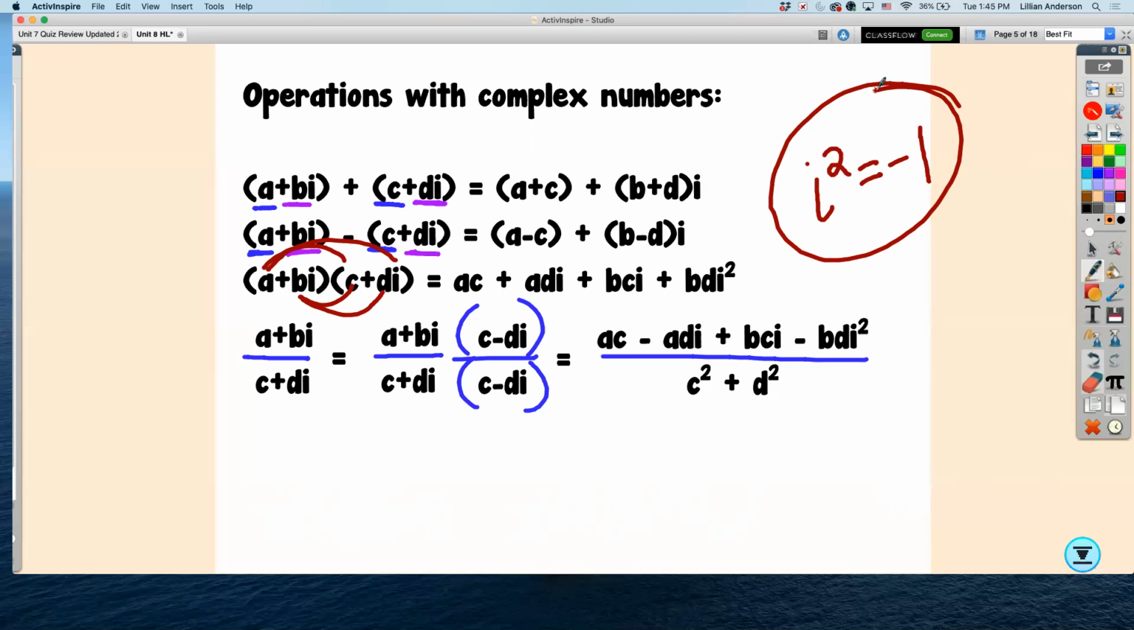Okay. When you're dividing, you can't have any imaginary parts in your denominator. So you always multiply by the conjugate, the top and bottom, so you can get only real numbers in the denominator, similar to how you can't have a square root in the denominator. We rationalize the denominator when a square root's involved. We essentially multiply by the conjugate, so we don't have any imaginaries in the denominator.